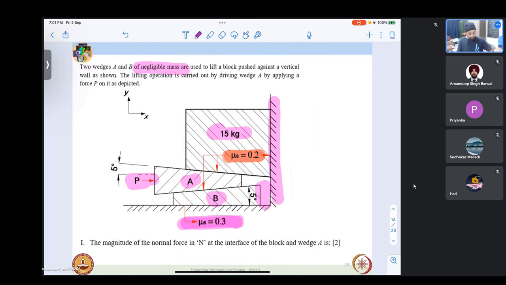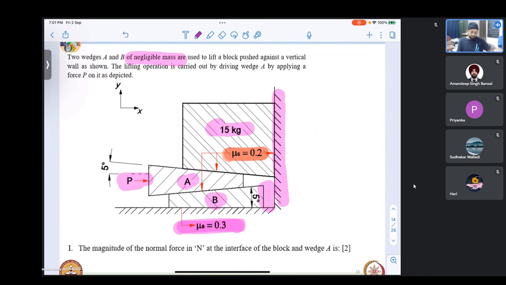Okay, there is another way to look at this. If we simply considered this entire system as one, we know that the mass of wedge A and B are to be neglected. That is given in the question. So what is the total downward force that is acting? The total downward force that is acting here is 15 G.